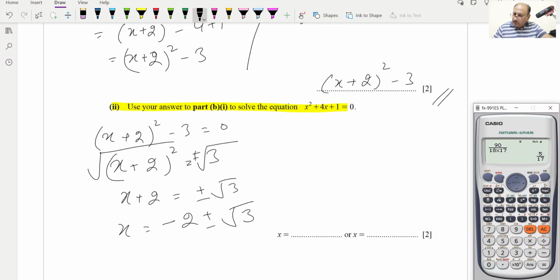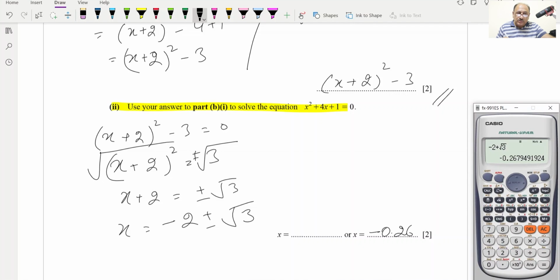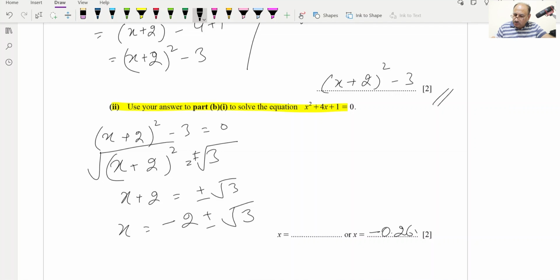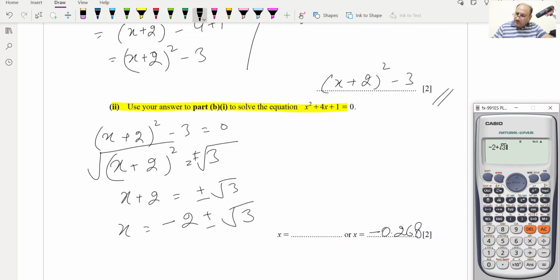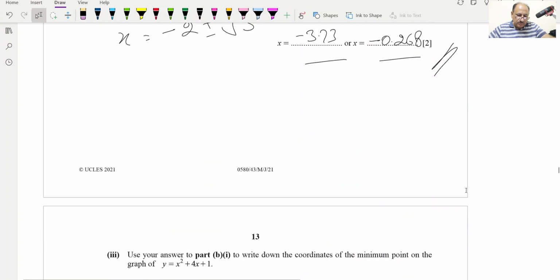To write in decimal, we can take minus 2 and plus root of 3, which is equal to minus 0.2679, so minus 0.268 to 3 significant figures, and with the negative sign this value will be minus 3.73. So minus 0.268 and minus 3.73, these will be the two values. A 2 mark question which we have done easily.